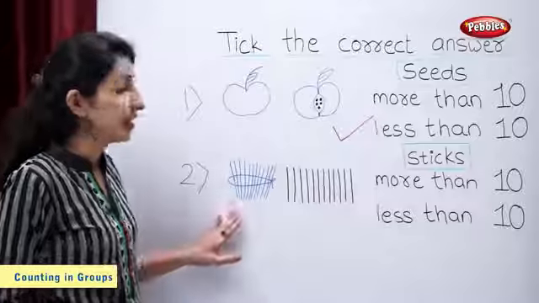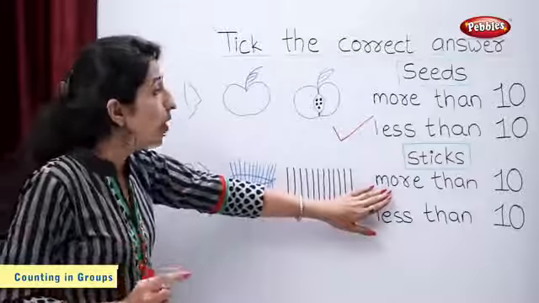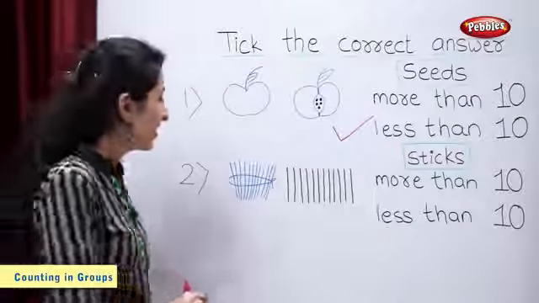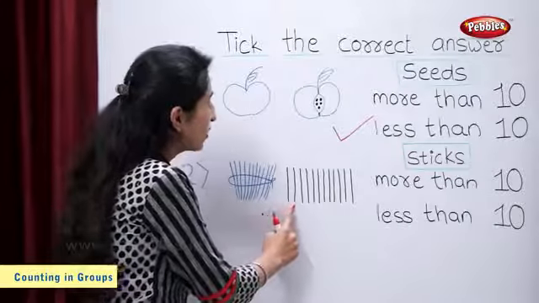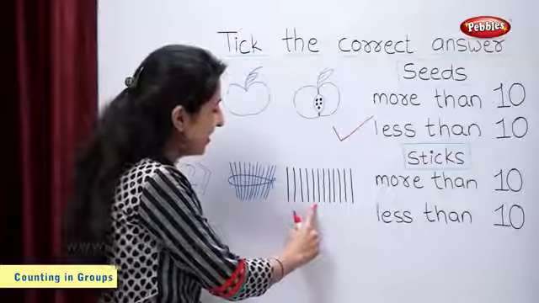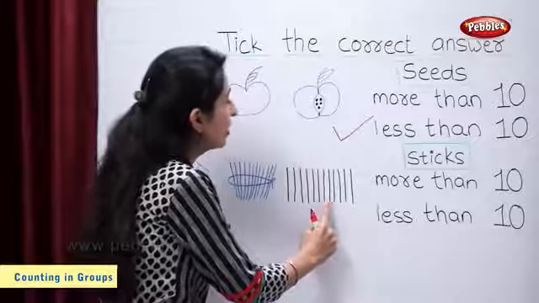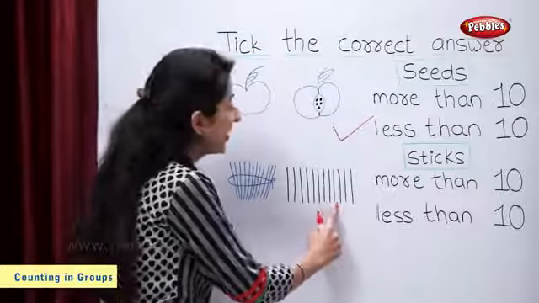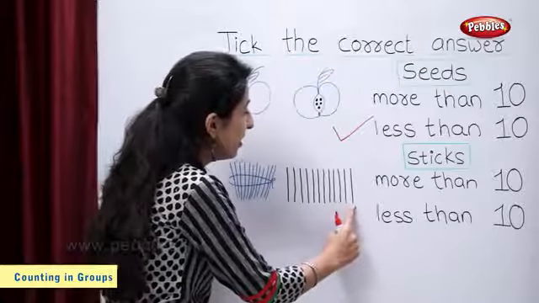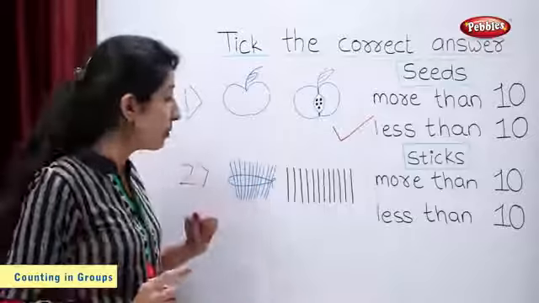Sticks. This is a bundle of sticks. Let us find out whether they are more than 10 or less than 10. Let's count. 1, 2, 3, 4, 5, 6, 7, 8, 9, 10, 11 and 12. So there are total 12 sticks in this bundle.